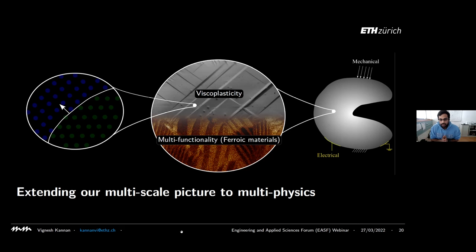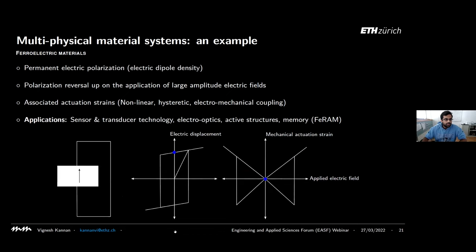So we're gonna talk about a different material system now. These are multi-physical materials in the sense that you have electrical, mechanical, and thermal fields that interact with each other. And this is from my more recent postdoctoral research. So here we're talking about ferroelectric materials, which are characterized with a permanent electrical polarization. So if you can see my video here, imagine you have a block of material with a permanent electrical polarization.